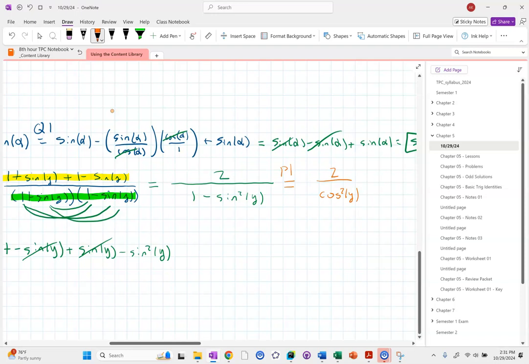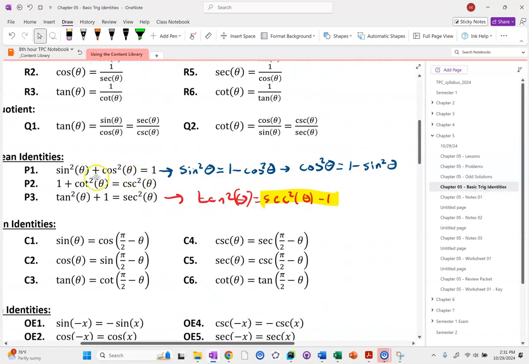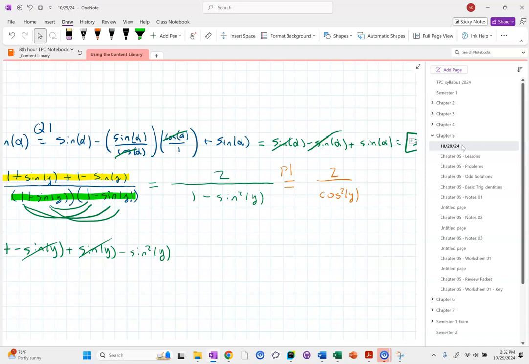Wait, for P1 it says that sine squared plus cosine squared is equal to 1. We don't have the cosine squared. Remember, if I subtract sine squared from both sides or subtract cosine squared from both sides, I can make alternate versions of this. Right? We took a moment and illustrated that earlier and asked you guys to write those down on your sheet. Maybe you want to do that. Just pointing that out there.